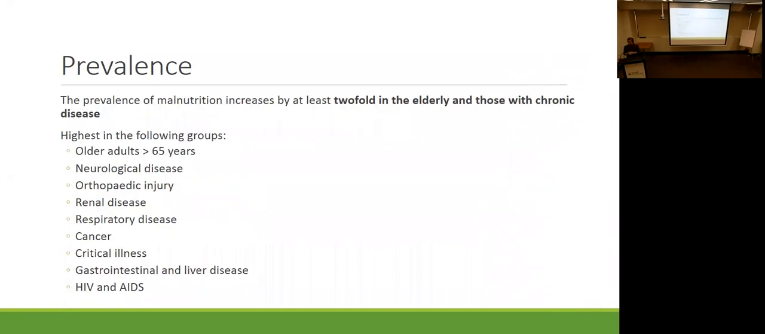And the prevalence of malnutrition increases by at least twofold in the elderly population and those with chronic diseases. So you'll find the highest prevalence of malnutrition in the following patient groups, and you can see there that a lot of those patient groups obviously also fall into the rehabilitation setting.